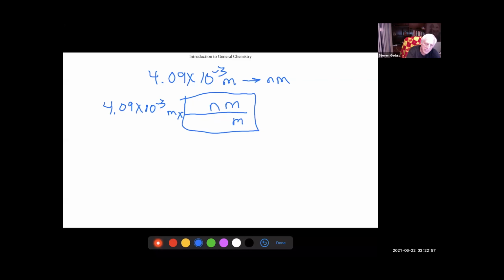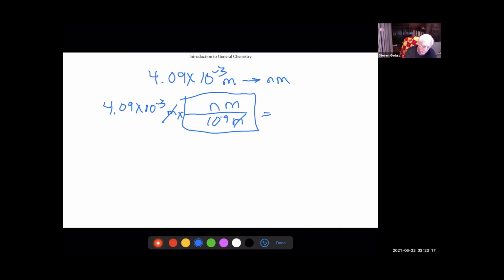So nano means, in the metric system, 10 to the minus 9. That's the exact same thing as writing n. So instead of writing n, I can write 10 to the minus 9. That way this becomes 1. So you're not changing the number value, you're just converting it to different units. Okay, so nano's 10 to the minus 9, so meters cancel.